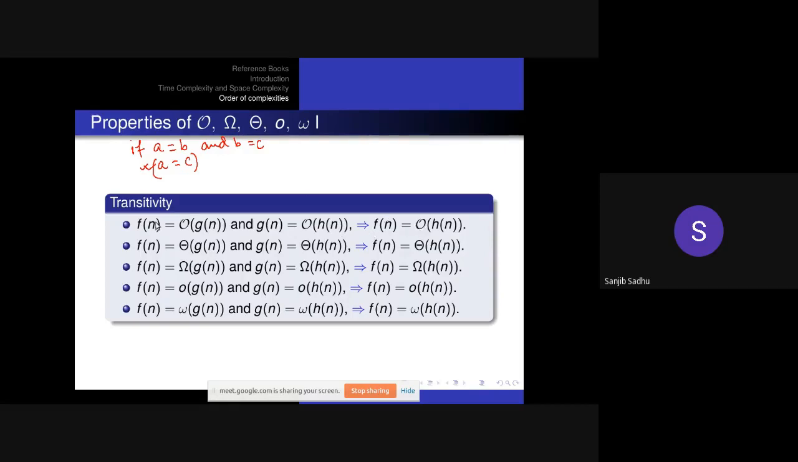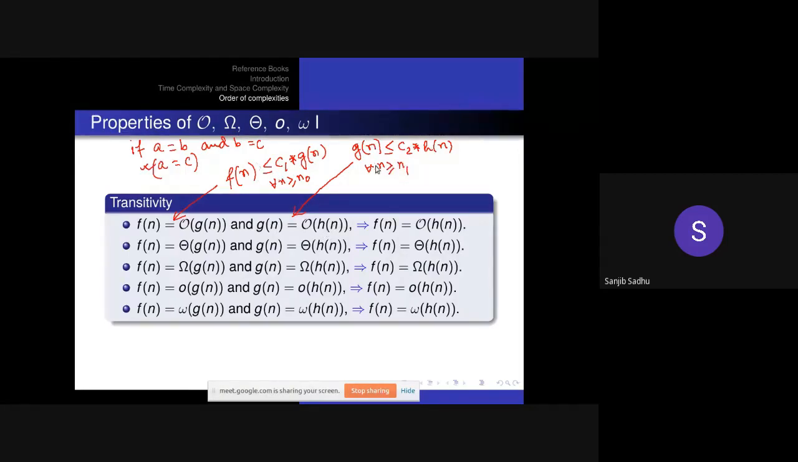Yes. Why? Because Fn is big O of Gn. It implies Fn is less than or equal to C1 multiplied by Gn, some constant, for all values of n greater than or equal to n naught. And Gn is big O of Hn. It indicates that Gn is less than or equal to some constant C2 into Hn, for all values of n greater than or equal to, suppose, n1.